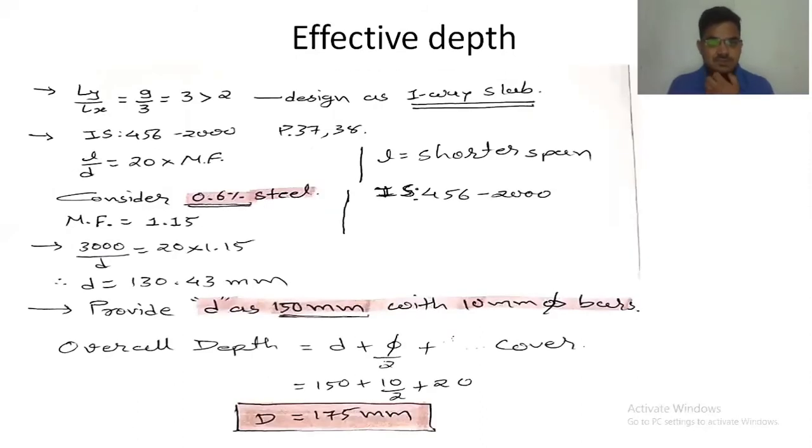First is the determination of effective depth. Here we first have to classify our slab as one-way slab or two-way slab. So I am taking the ratio of longer span to shorter span, 9 by 3, which is equal to 3, which is more than 2. So I am designing my slab as a one-way slab.